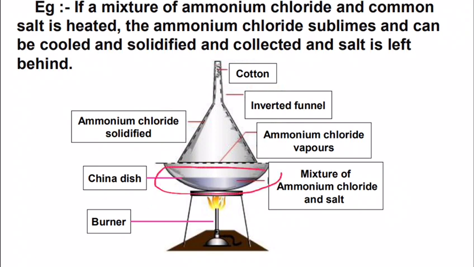In this china dish, you will take a mixture of ammonium chloride, which is yellow in color, and common salt, right? And you will take a funnel. This is the funnel, okay? You will invert it, and at the end we will put a cotton plug in it, right? Then from below you will light the burner, and keep the china dish with the help of wire gauze above the burner. Now start heating the mixture of ammonium chloride and NaCl.